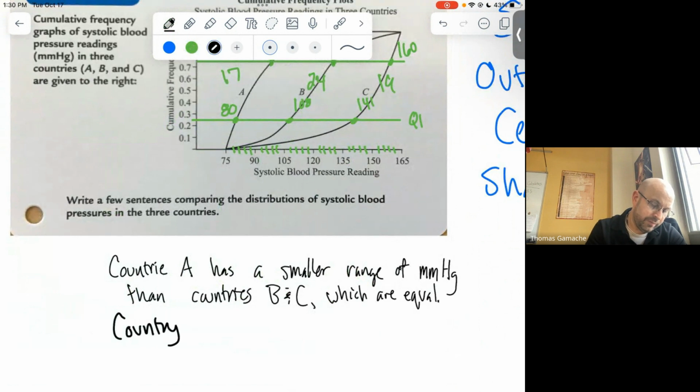Country B has a greater approximate IQR.